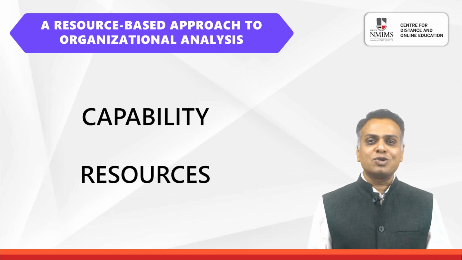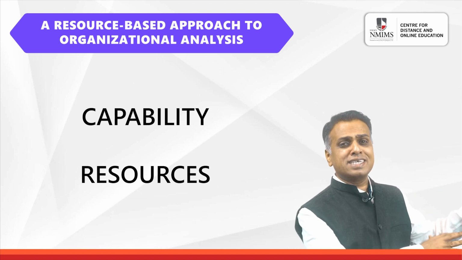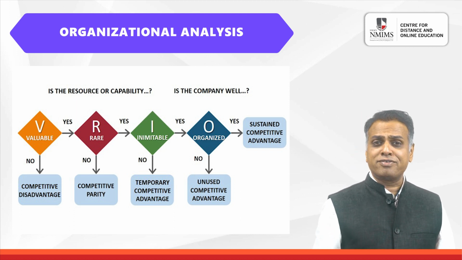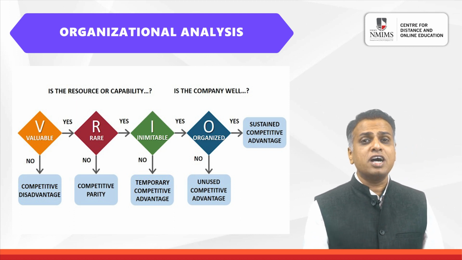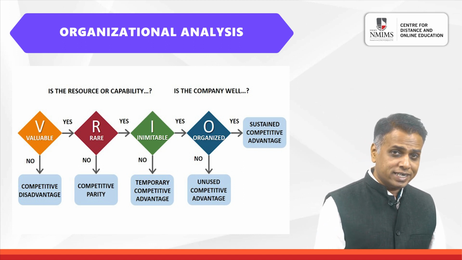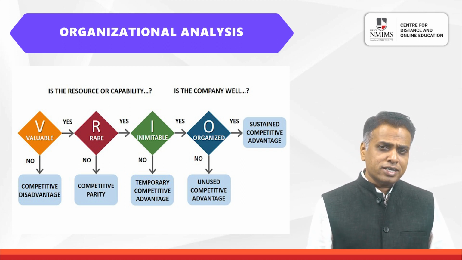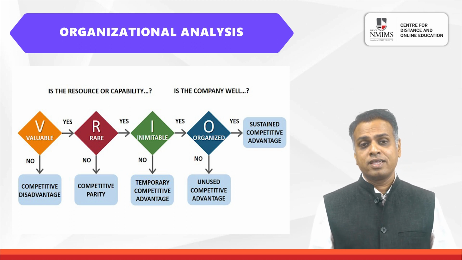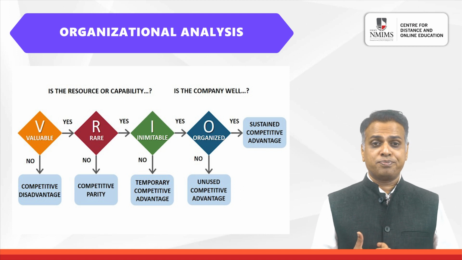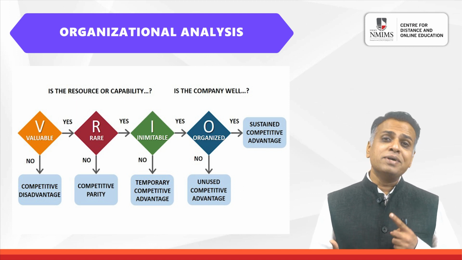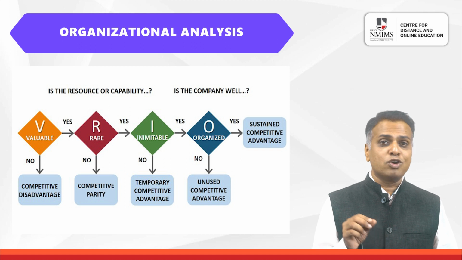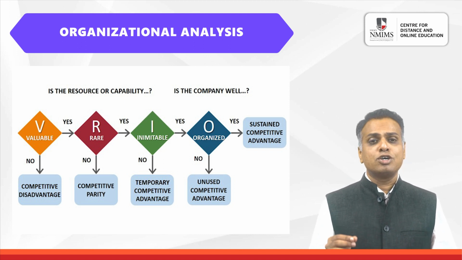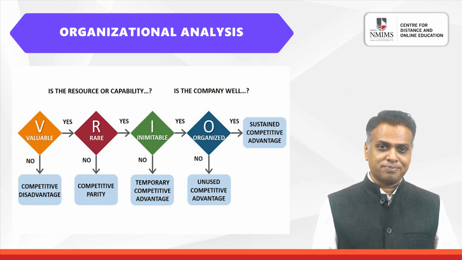But before we move on to the resources and capabilities in detail, let us talk about VRIO framework in brief. Why am I saying in brief? Because we are going to cover this in more detail. The VRIO framework is a powerful tool used for internal analysis. It stands for value, rarity, imitability, and O stands for organization. Let us break down each element with examples.